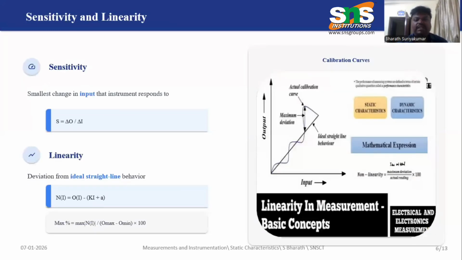Sensitivity. The smallest change in the input that the instrument responds to is called the sensitivity. It tells how sensitive the element is for your system. Linearity. Deviation from the ideal straight line behavior is the linearity. You can see the various linear behaviors of the system in the calibration curve.